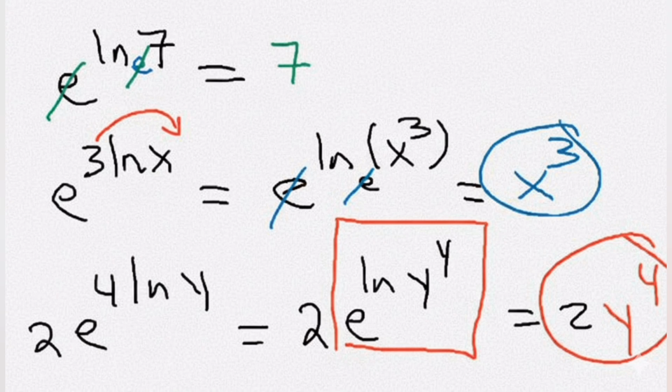And for the last question, since 2 is a coefficient and it is separate from the exponent of e, it simply means that we'll be dealing with e separately. By dealing with e separately, we have to take back the coefficient of the log, which is 4, as a power of y. So we have e raised to the power ln y raised to the power 4. And since e and ln will cancel out, we have our final answer to be 2y raised to the power of 4.